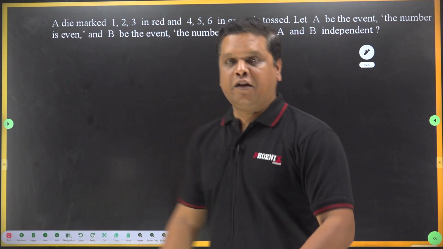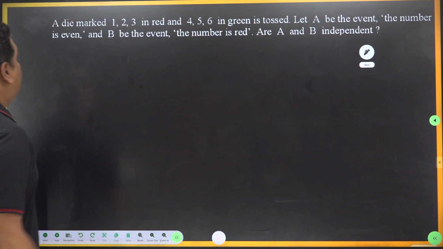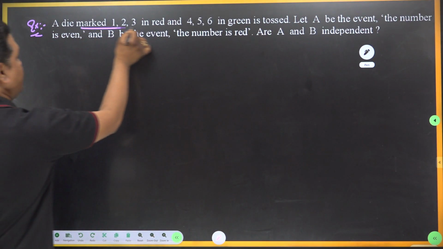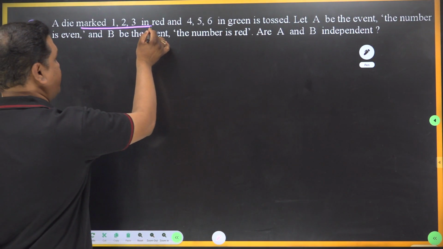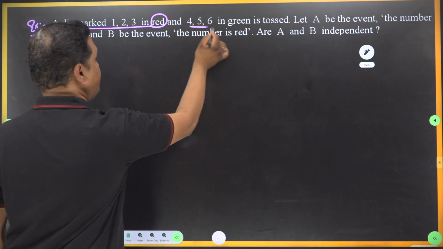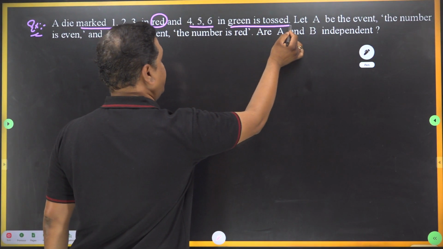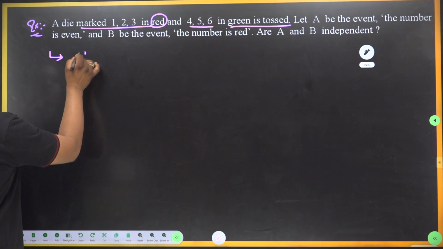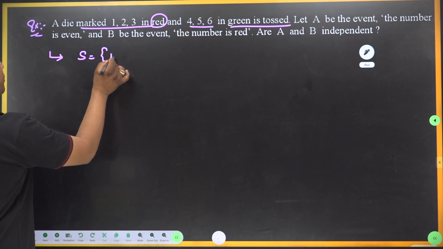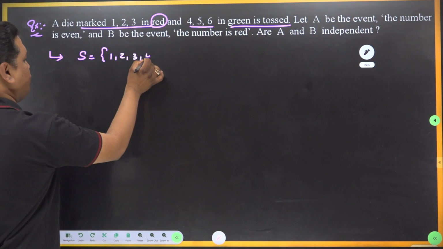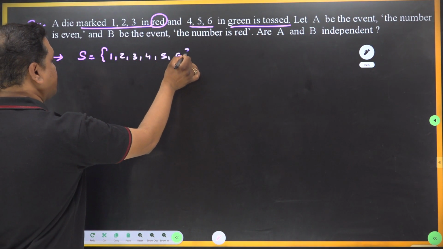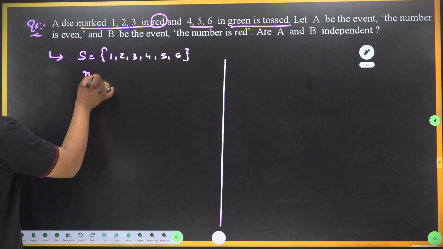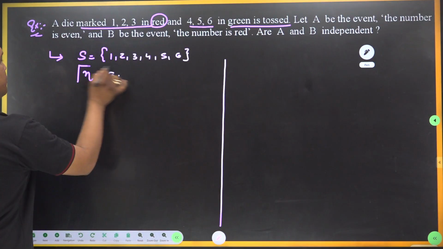चलिए तो नेक्स्ट क्वेश्चन, a die. Mark 1 2 3 in red and 4 5 6 green. तो dice, S equal to 1 2 3 4 5 6. N equal to 6.